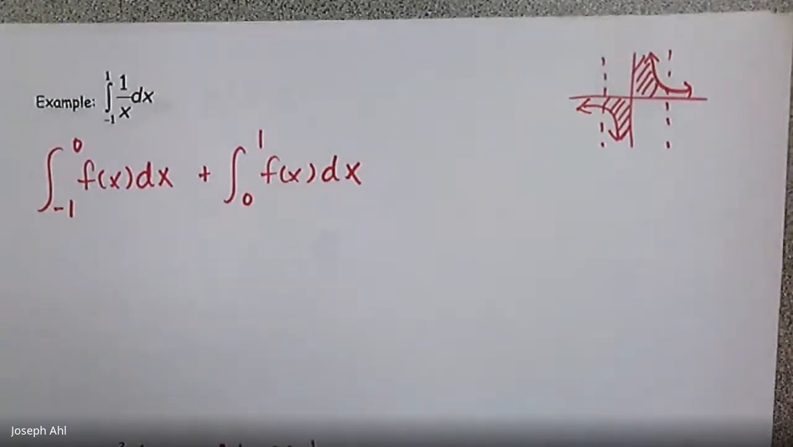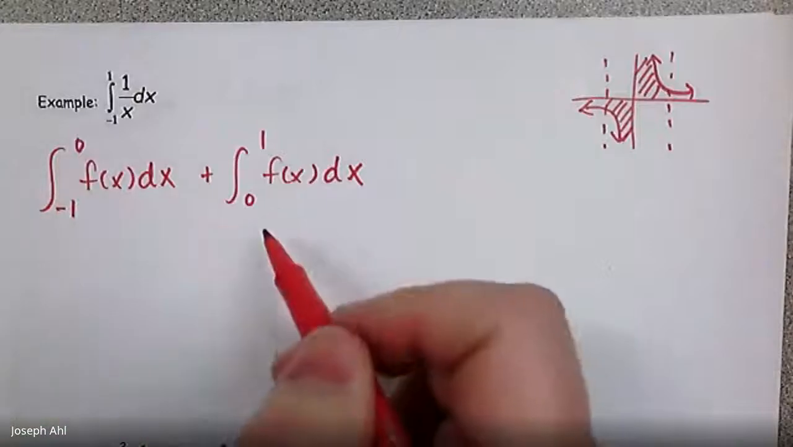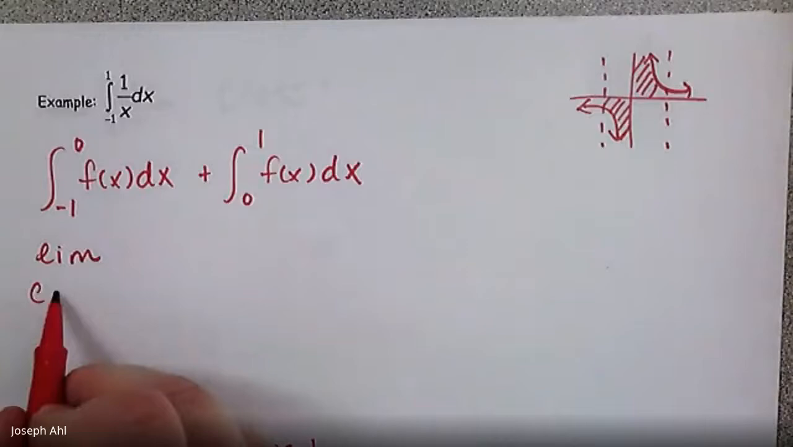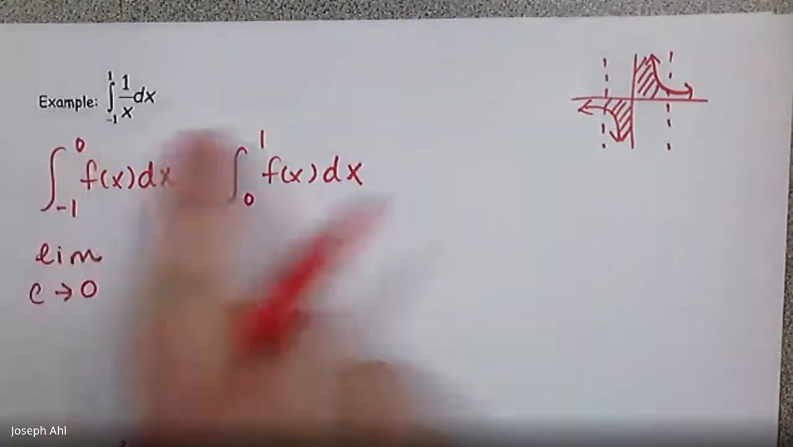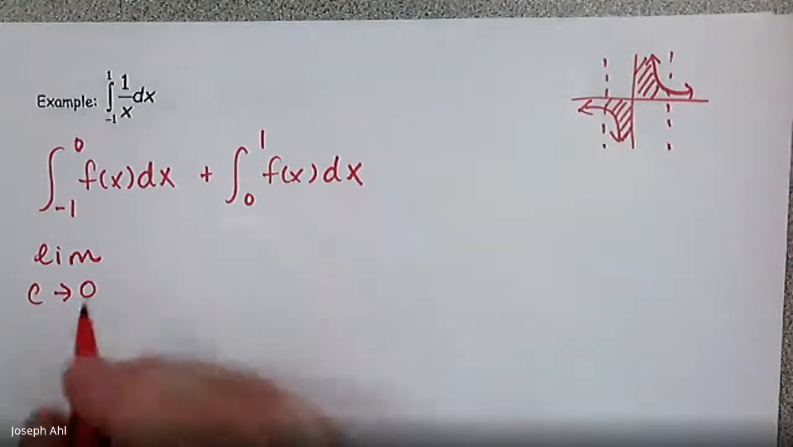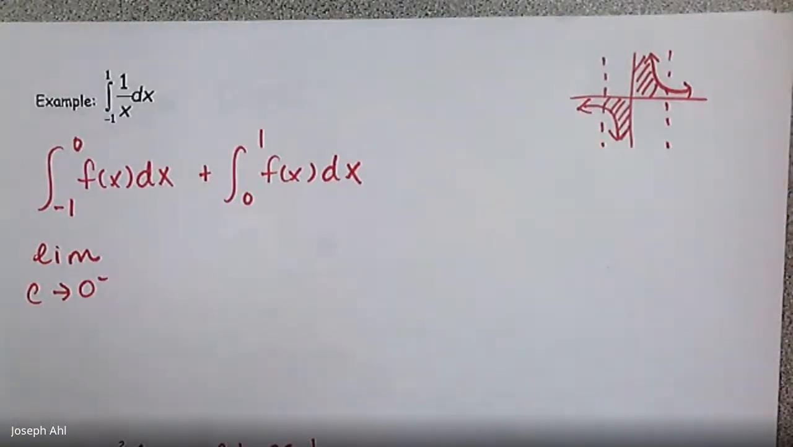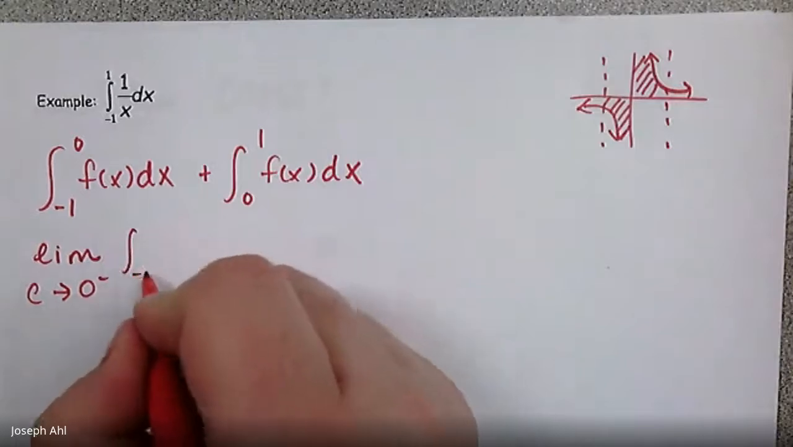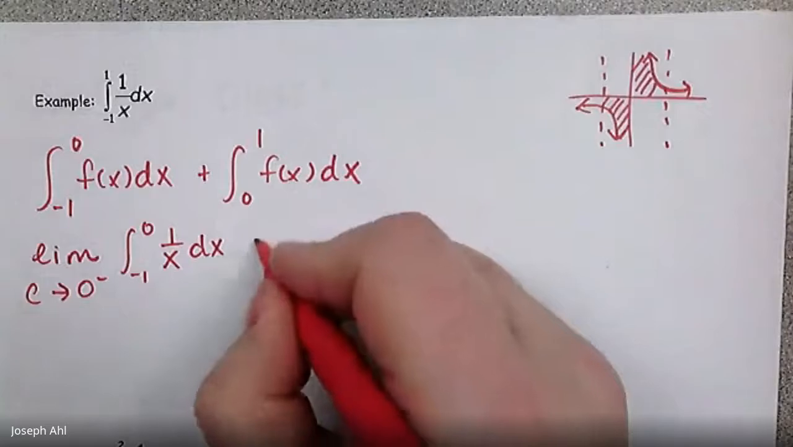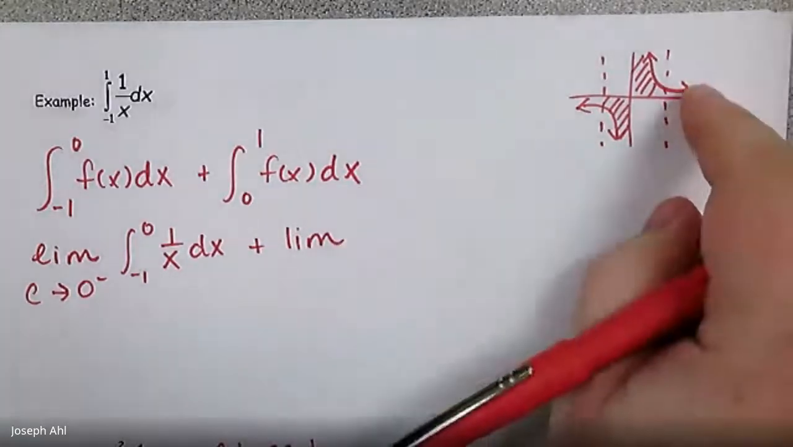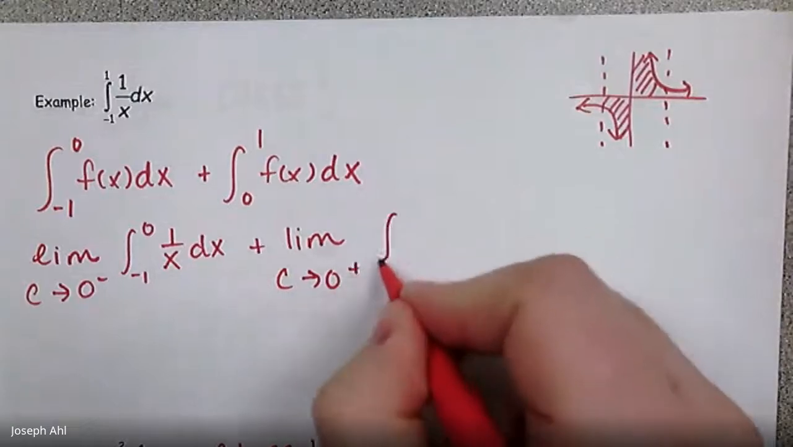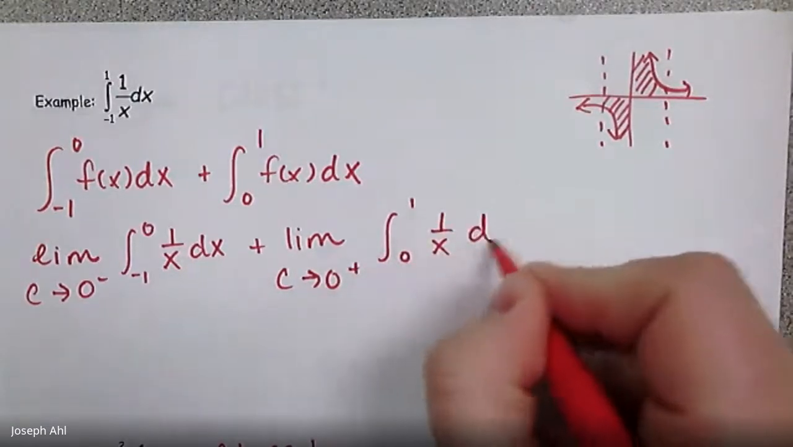And from there, since we have that issue at x equals 0, you would introduce some limits. We would take the limit as, let's say, c approaches 0. When I go from -1 to 0, that's approaching 0 technically from the left-hand side. So you might want to introduce a left-hand limit there of the integral from -1 to 0 of 1 over x dx. And then technically this other limit is approaching 0 from the right-hand side. So c approaches 0 from the right, of the integral from 0 to 1 of 1 over x dx.